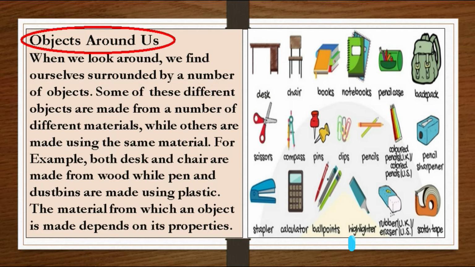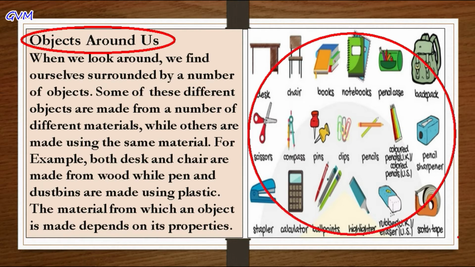Students, in this part of the content, we basically focus on the importance of keeping different materials as a group and their uses in our daily life. Students, as you can see here are different kinds of objects like desk, chair, books, notebooks, pencil case, backpack, scissors, compass, pens, clips, pencils, and so on.